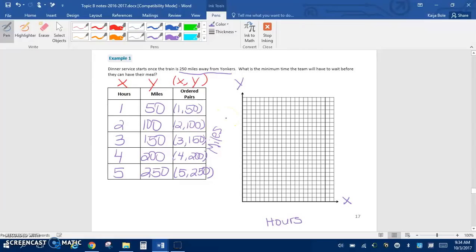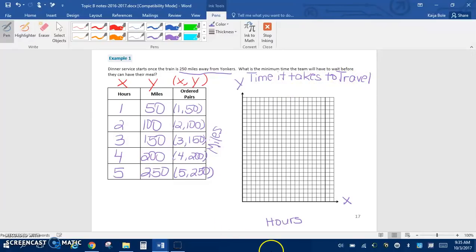Alright. And then up at the top we need to put a title. So looking off of what we did here, we could say time it takes to travel would be a good enough title. So put time it takes to travel. Always need to have a title.